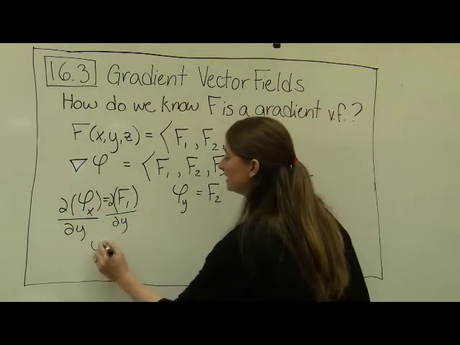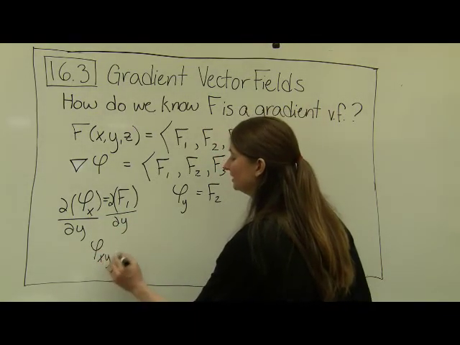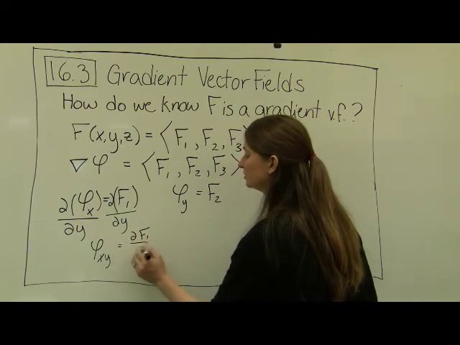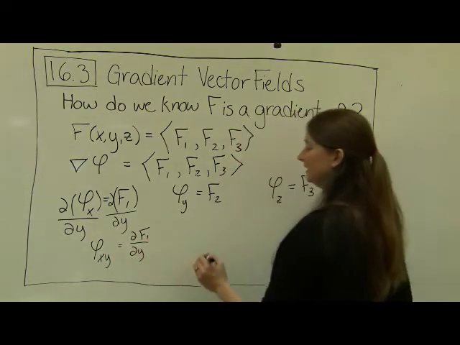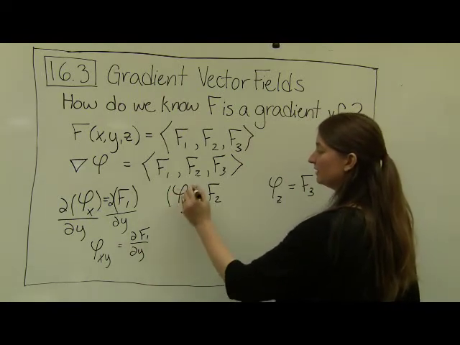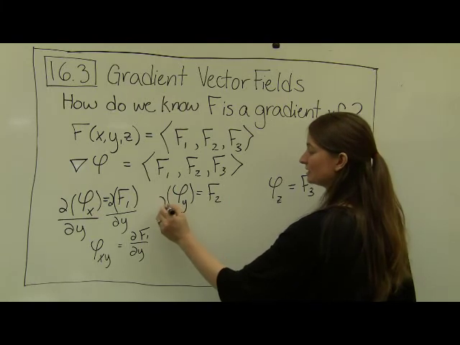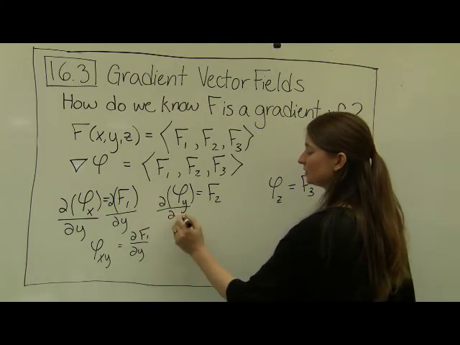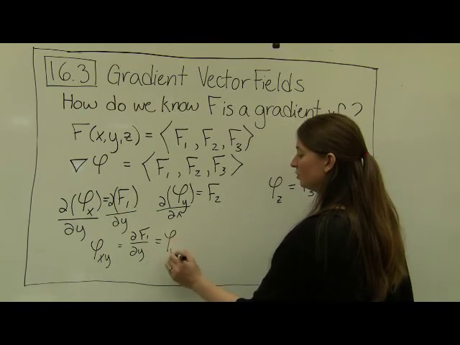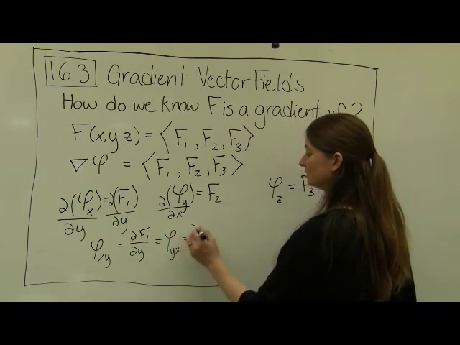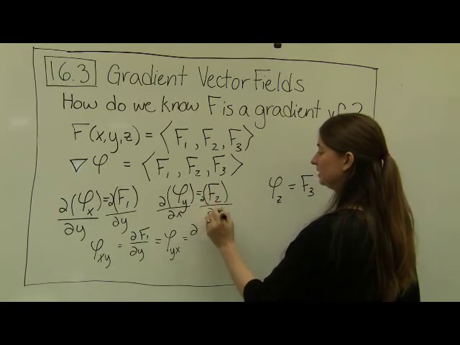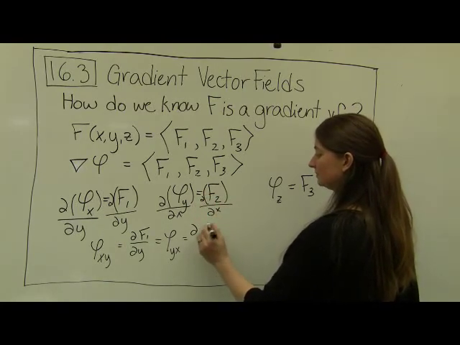This is the same thing as phi of xy, which is equal to the partial derivative of my first component function with respect to y. That better be equal to the partial derivative of f2 with respect to x, because that's exactly, this partial derivative is going to be phi of yx, which is equal to the partial derivative of f2 with respect to x.